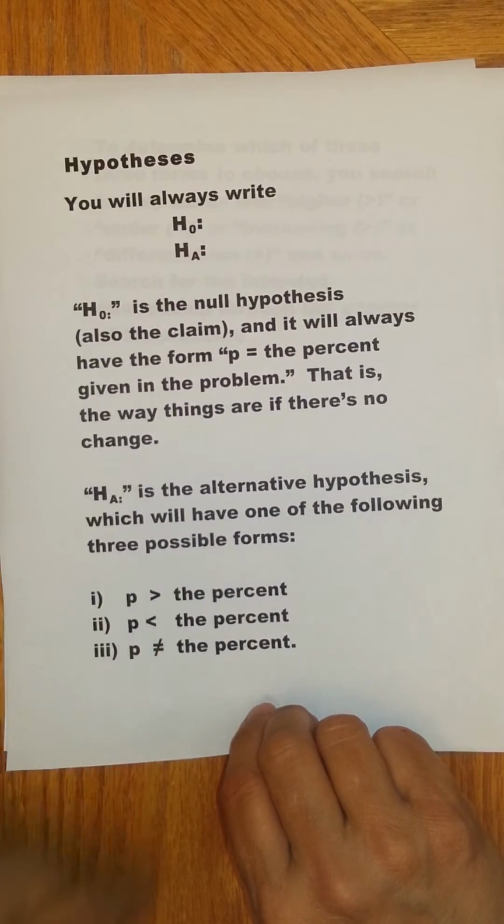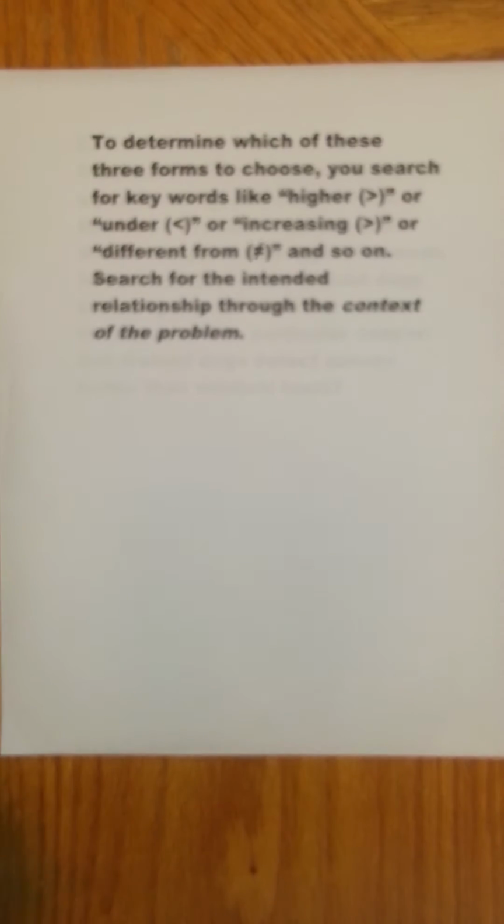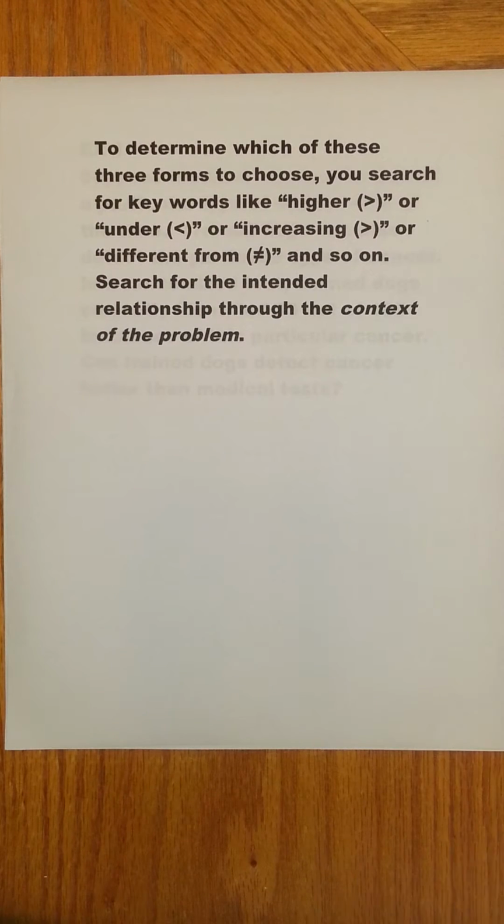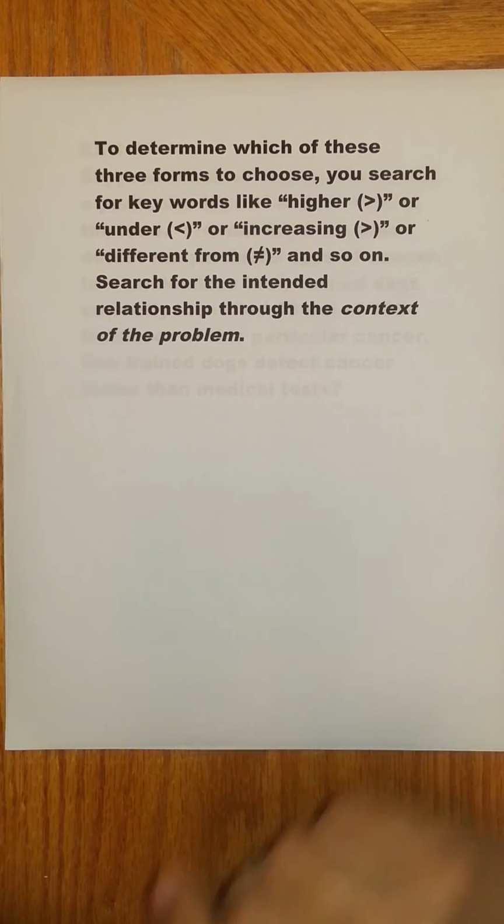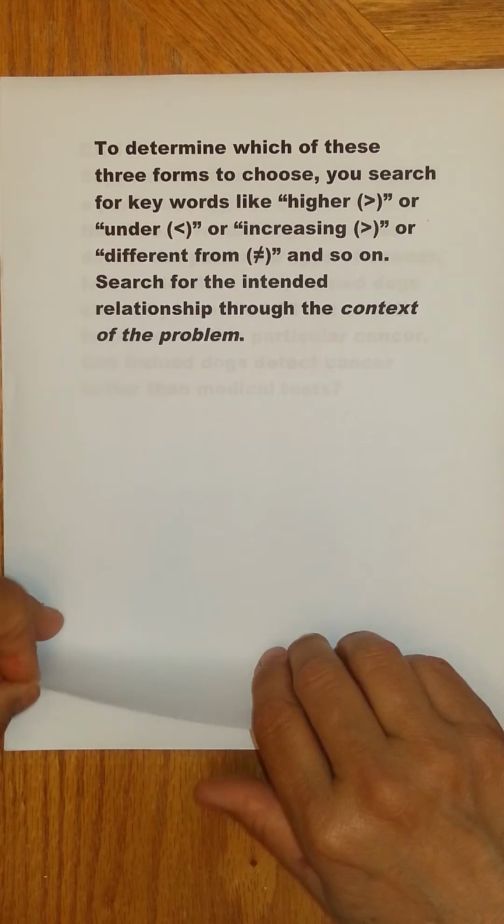And then how you determine which one of these three you should use is really through keywords like higher, under, lower, different, increasing. And you want to look at the intended meaning in the problem. You have to read context. Okay? Let's take a look at some examples.